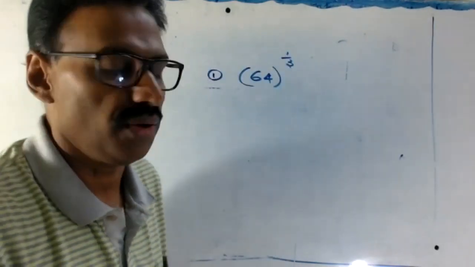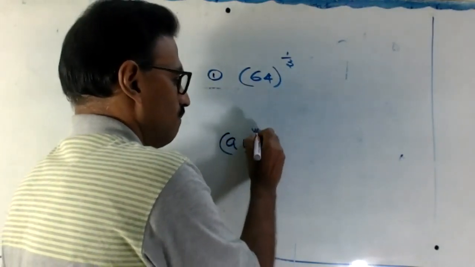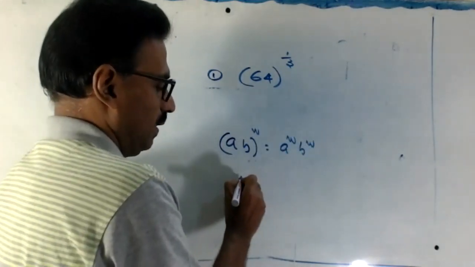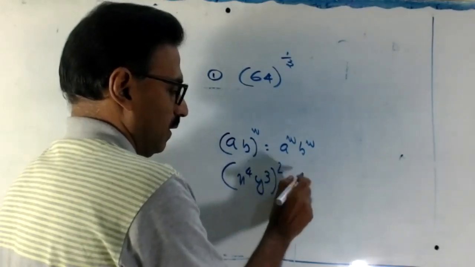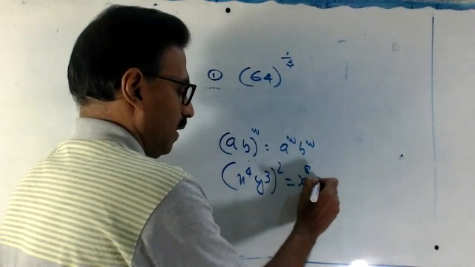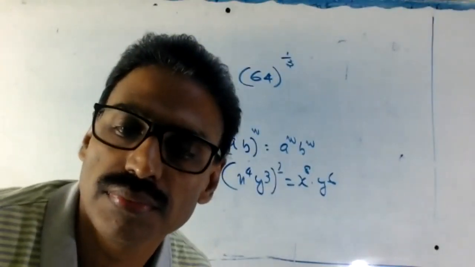Manasi, this one. Look here. Manasi is saying (ab) raised to n is a raised to n into b raised to n. Like (x raised to 4, y raised to 3) whole square. That is x raised to 4 into 2 is 8, y raised to 3 into 2 is 6. Manasi, okay now?